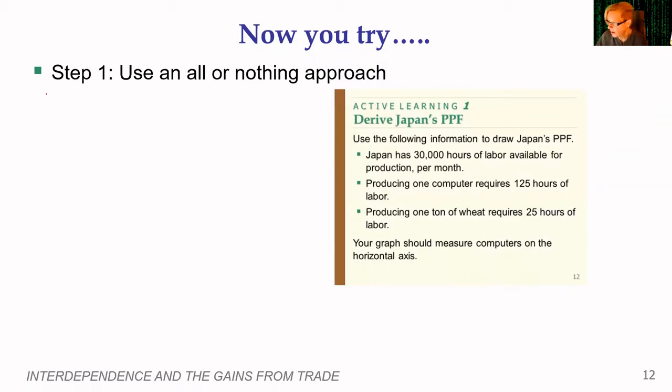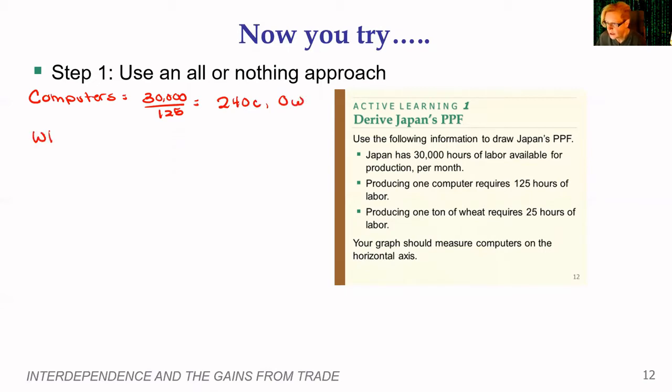Okay, so use the all or nothing approach. So the first thing we're going to do, we're going to imagine we're just producing computers, and we have 30,000 labor hours. To produce 1 computer takes 125 hours. So if I divide that, I've got to get my handy dandy calculator here. Divided by 125. How about 240? So we end up with 240 computers and no wheat.